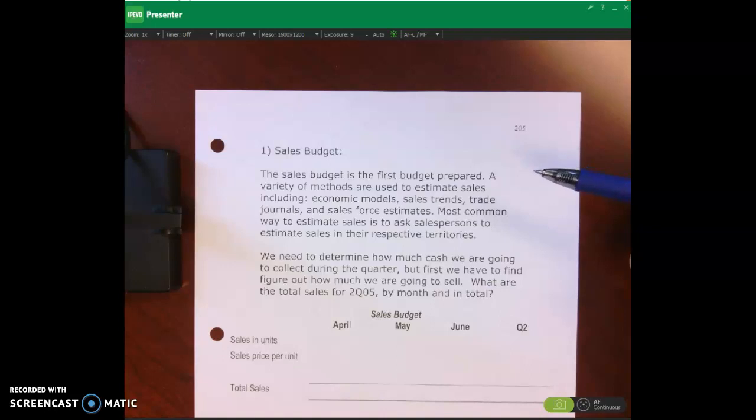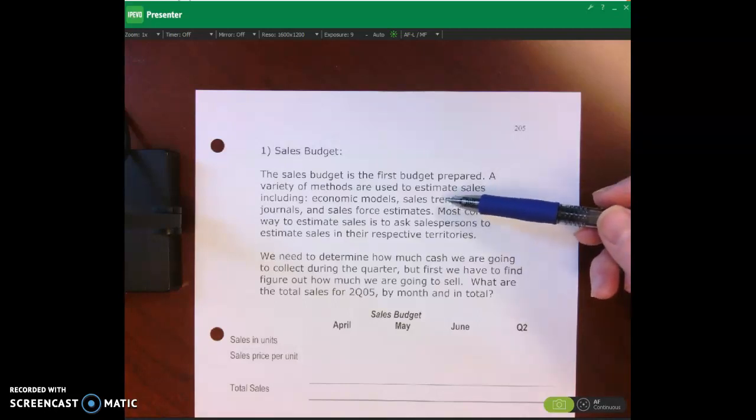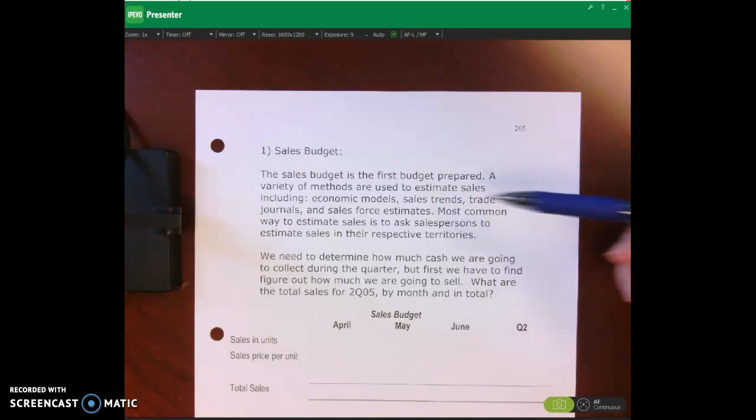Now, you can see with our Royal Company that we've been given how many units we think we're going to sell. So, for example, in April, we think we're going to sell 20,000 units. In May, we think we're going to sell 50,000 units. How do we get to that? Well, probably the most common way is to ask salespeople. To say, okay, how much do you think you're going to sell? And then they can give you some ideas of how much they think they're going to sell.